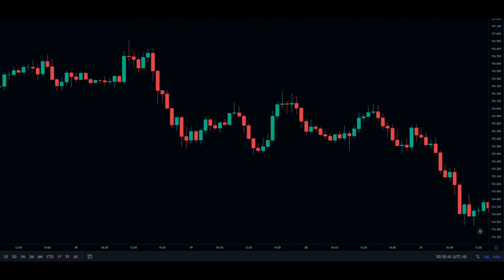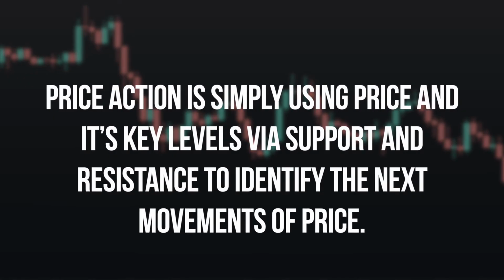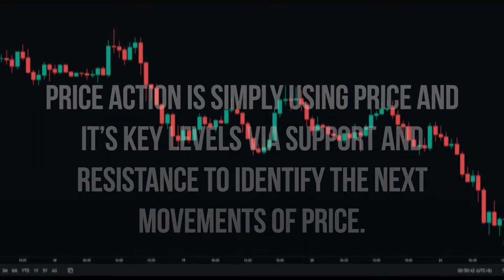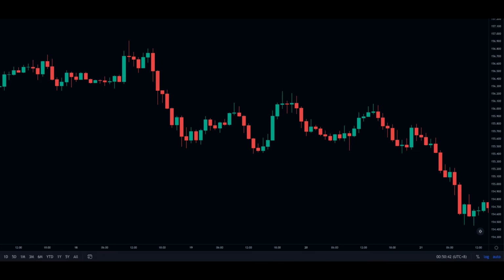In conclusion, price action is simply using price and its key levels via support and resistance to identify the next movement of price. You may be asking yourself, if price action is solely focused on candles, then what's the opposite of price action? Let's take a look at that now.